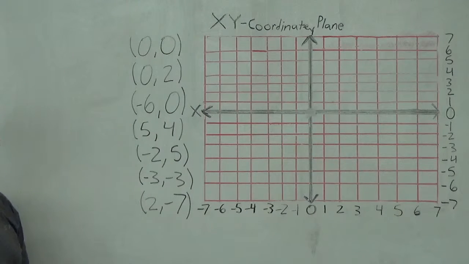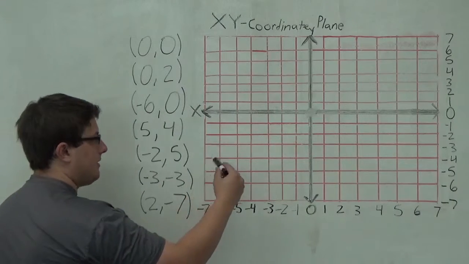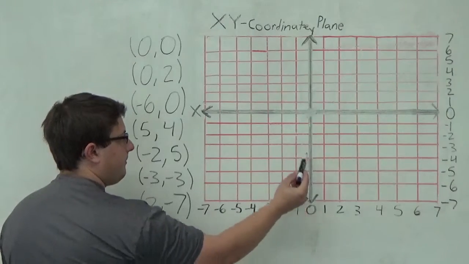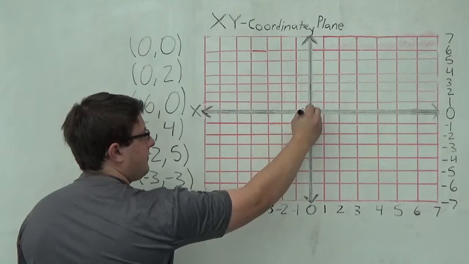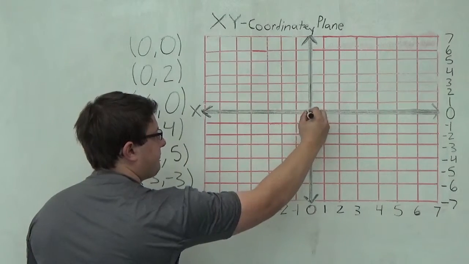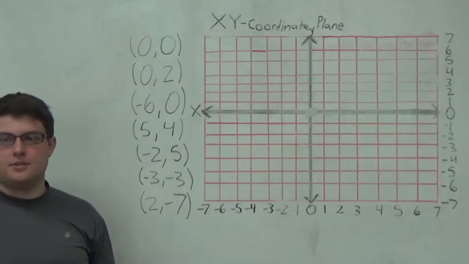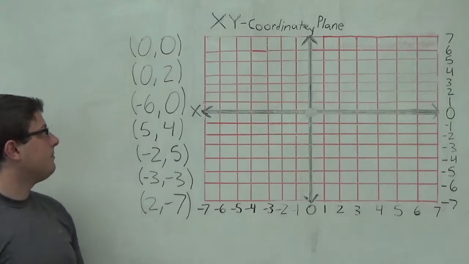So if I was going to put a point at 0, 0, I'd find where the x-axis equaled 0, which is right here. I'd also find where the y-axis equaled 0, which is also right here. So I put a big point here, signifying that there's something at 0, 0.